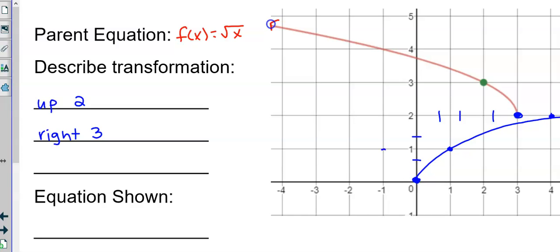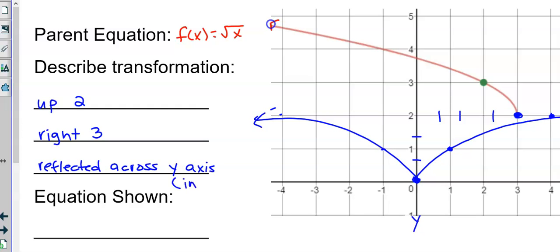So what happened is at some point it got reflected across the y-axis. If it got reflected across the y-axis, that is on the inside when we go to write our new equation. If it gets reflected across the x-axis, that happens on the outside. So this is a negative on the inside, and then an up 2 and a right 3.